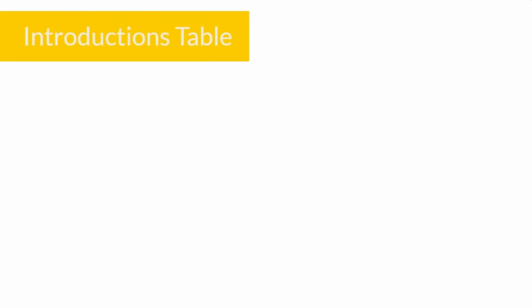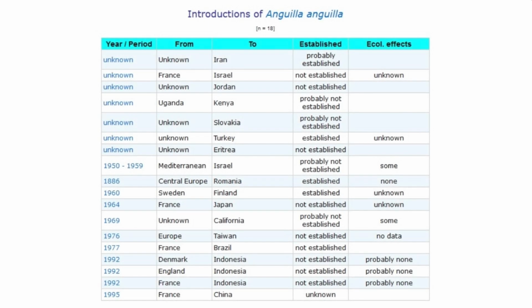We also have an introduction table that pertains to introduced species. This example shows the introductions of the fish Anguilla anguilla with information on the year it was introduced, area of origin, area of introduction, status of establishment, and ecological effects.